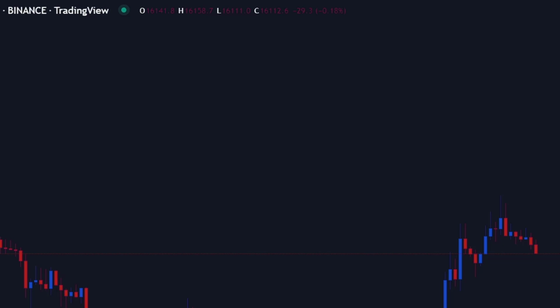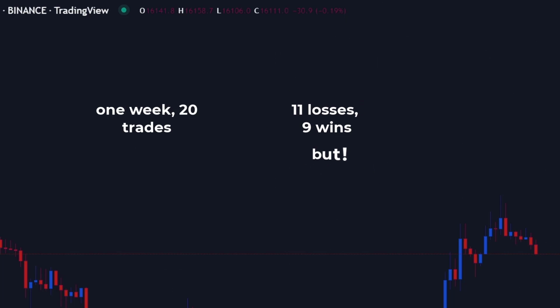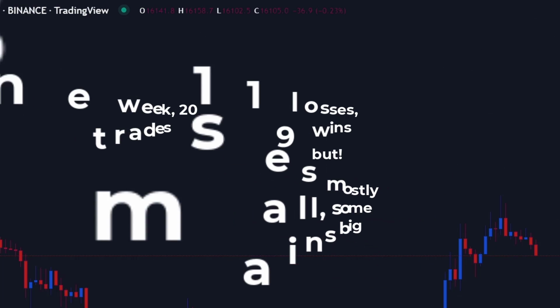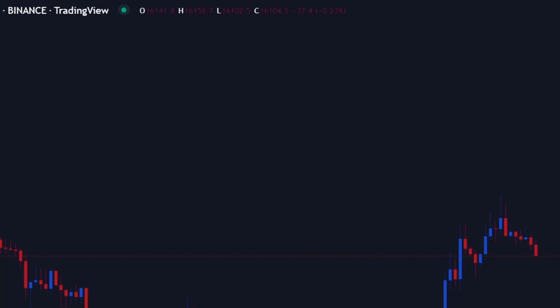The results are on first sight not so overwhelming. In a period of a week, we made 20 trades. 11 were losses and only 9 were wins. But almost all the losses were very small, and a few of those 9 gains were rather substantial. We finally ended up with a win ratio of 2.27%.